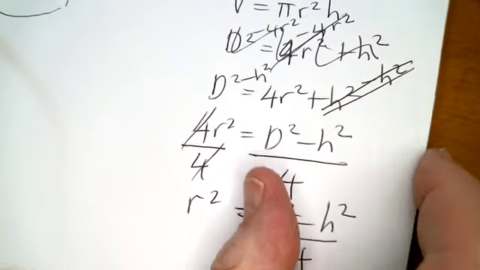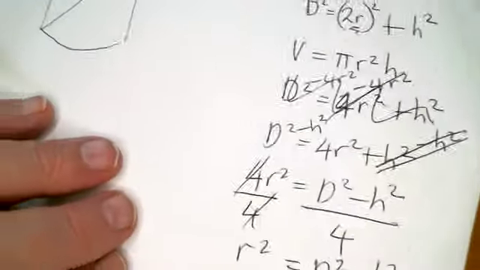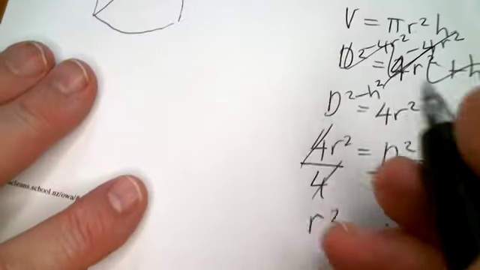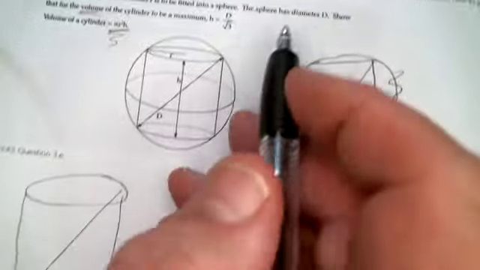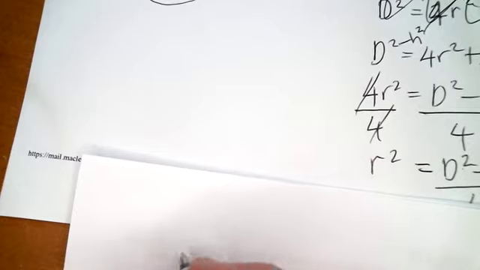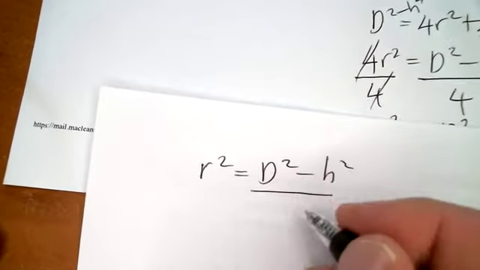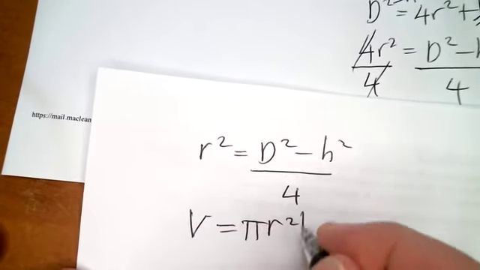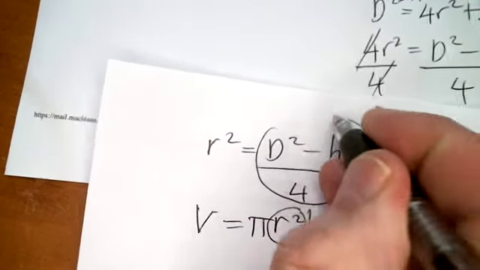All right, so I'm going to use a separate sheet of paper there, because I'm just going to tease this out. I don't have enough room here. So I'll keep what I've got, and I'm mindful that somehow we're going to have to differentiate and then make h the subject, which is really all we're doing here. So let's do that now. We've got r squared is equal to d squared minus h squared, all on 4. And we've got v is equal to pi r squared h. So the r squared, I'm just going to put all of that.